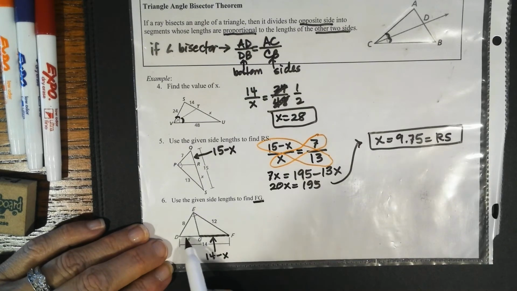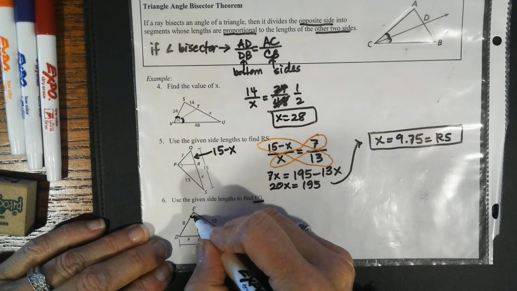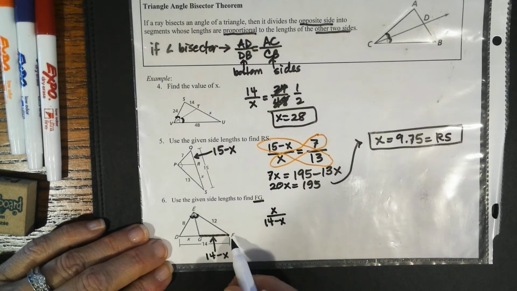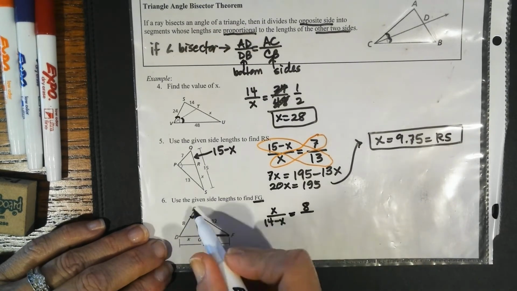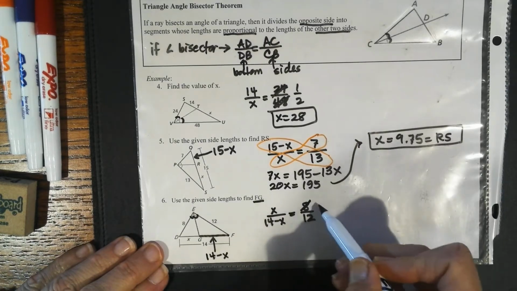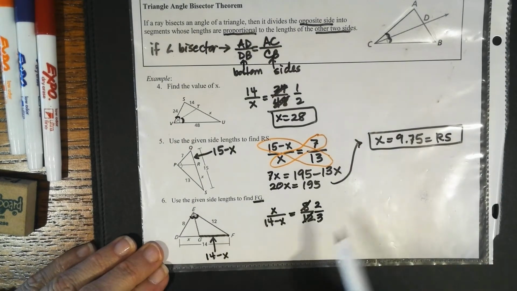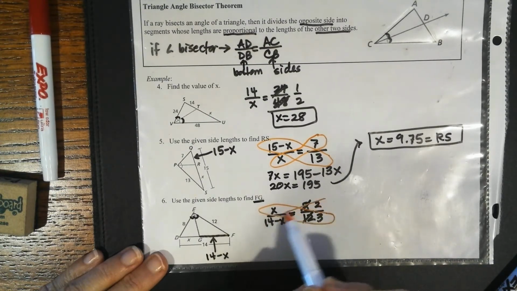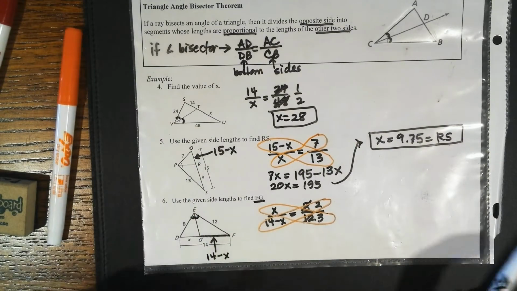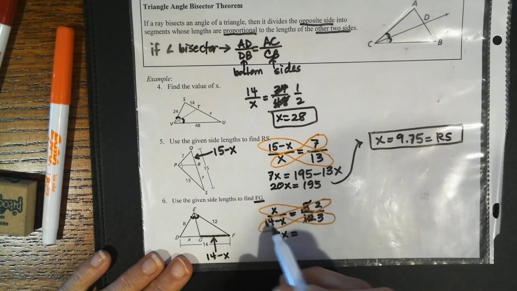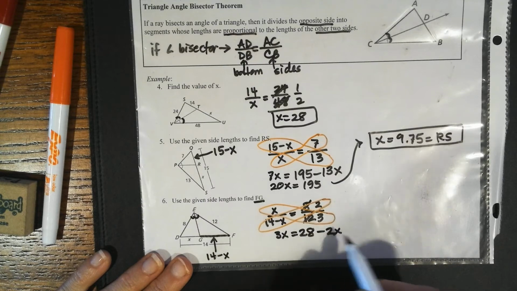Okay, so I'm going to write x over 14 minus x. I know that because these are bisected. So x over 14 minus x equals 8 over 12. There's a couple different ways to do this. Again, you can just go straight to the cross product, or you can reduce this first. I see that 4 goes in there twice and 3 goes in there. I will eventually, of course, have to cross multiply to get that product. But it's always easier when you make the numbers smaller. So this gives me 3x, and this gives me 28 minus 2x.